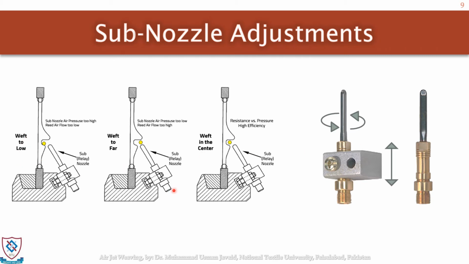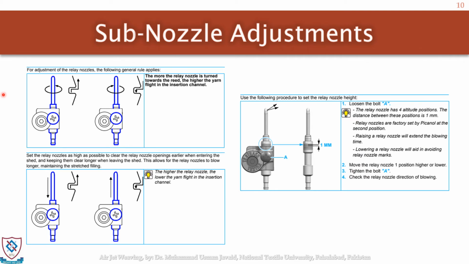For example, here are two settings that are not good. Here the weft is too low and here the weft is too far away. This is the optimum setting, of the angle of release as well as its height, so that the weft should be within the channel, at the center of the channel.